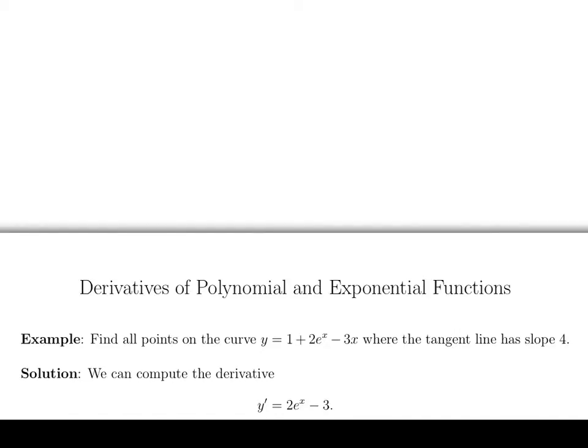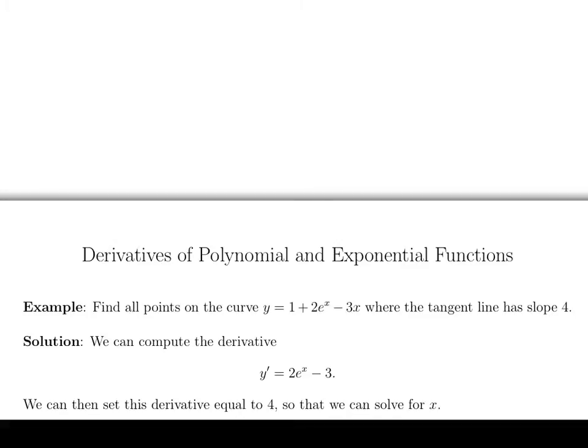So when we compute the derivative, we get 2e to the x minus 3. All right, so we can look at each piece. When we differentiate the 1, we get a 0 because differentiating a constant gives you nothing. Remember that the derivative of e to the x is just e to the x, and then that multiplicative constant in front just comes along for the ride. So you'll just have 2e to the x. And then the last piece, the minus 3x, well, that's just a polynomial, so you can use the power rule, and you just end up with 3.